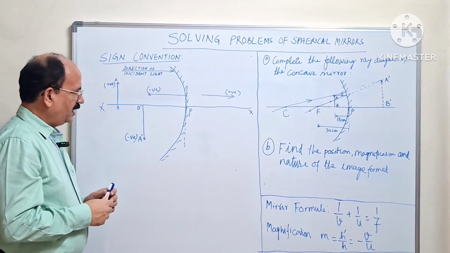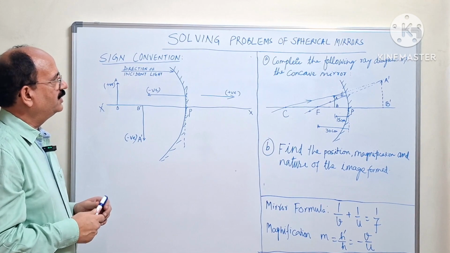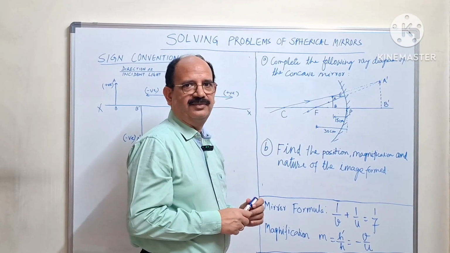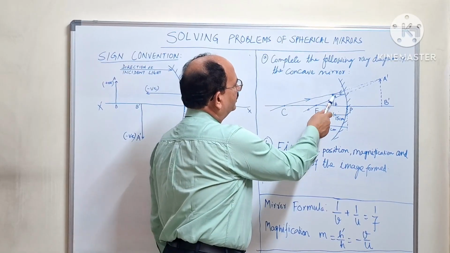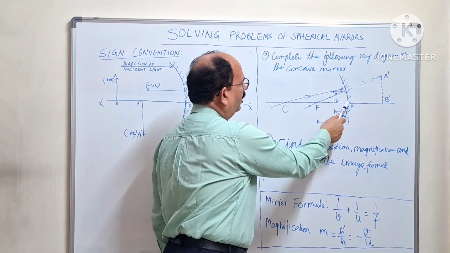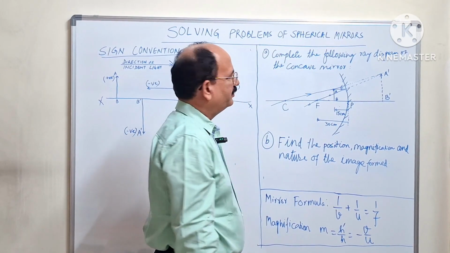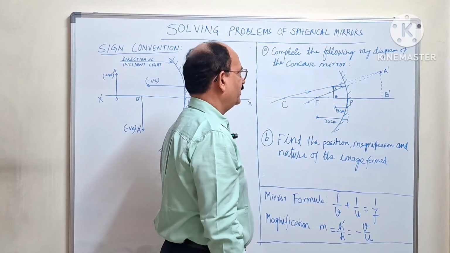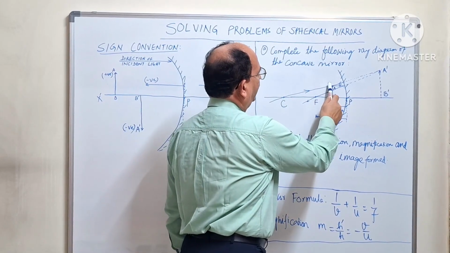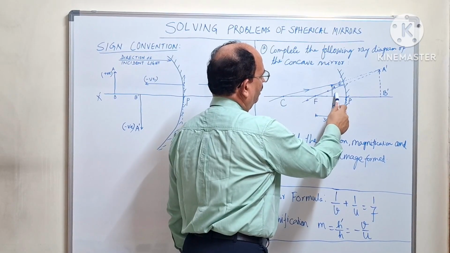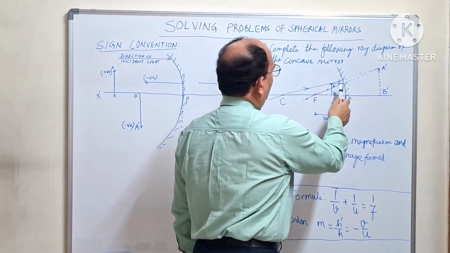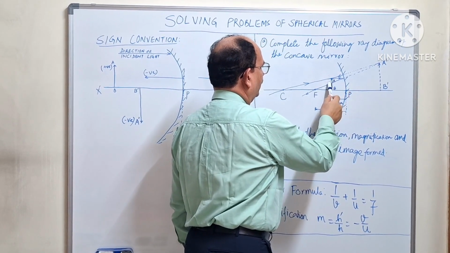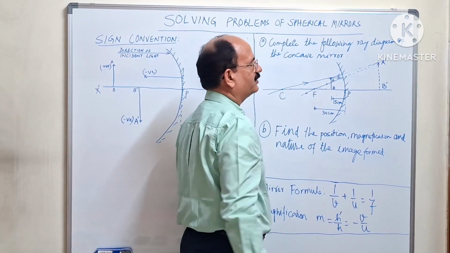Let's take this example. Complete the following ray diagram of the concave mirror. There is a concave mirror given and an object placed between the pole and the focus. Now you might have read in your ray diagram, now I am drawing it for you, that one ray goes parallel to the principal axis, hits the mirror, gets reflected and passes through the focus of the mirror.